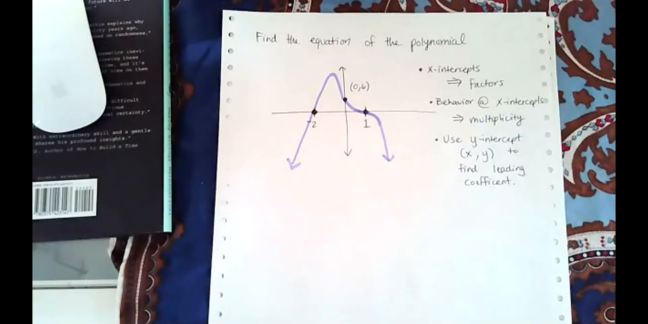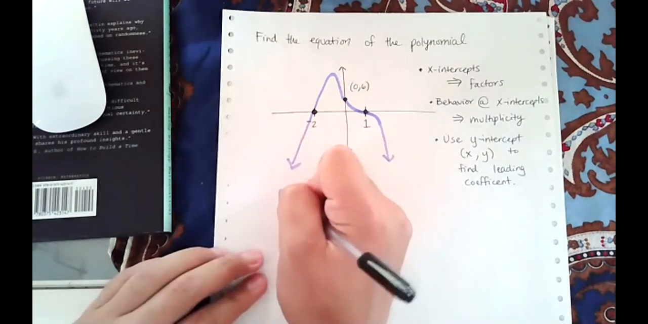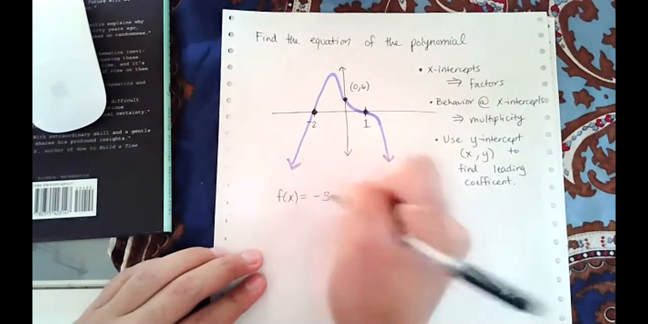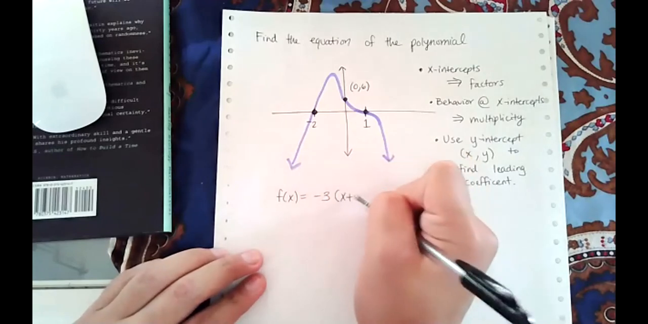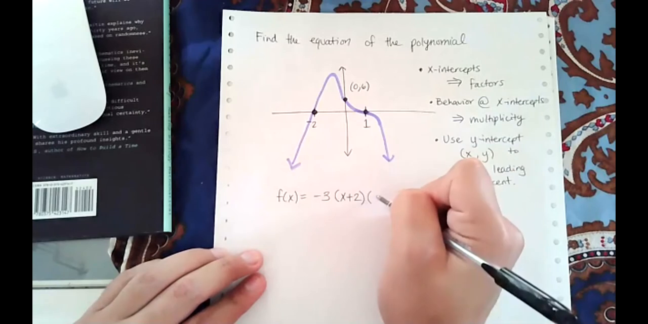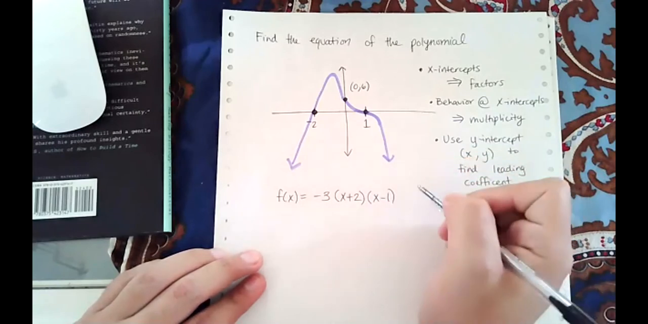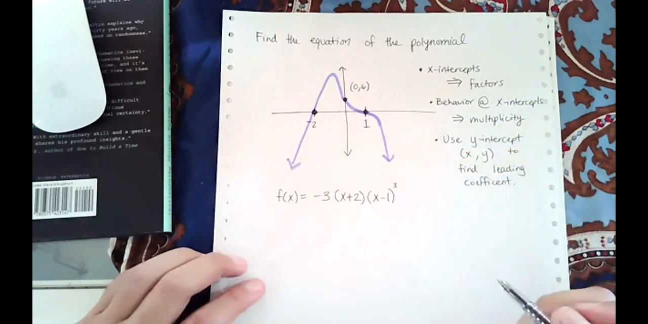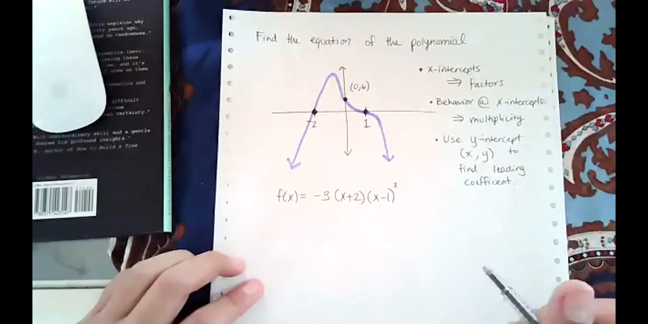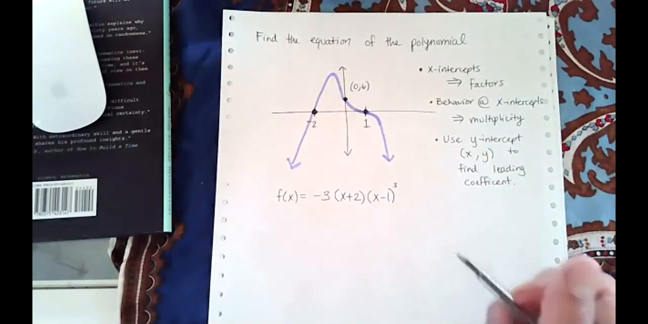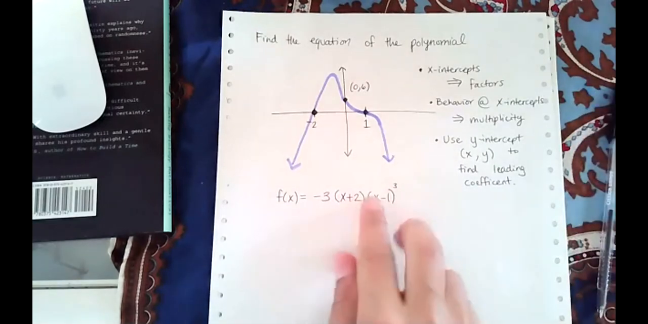Is anybody just completely stuck and wants to just get over with it? I got f of x equals negative 3, and then in parentheses, x plus 2, close parentheses, x minus 1, close parentheses, and then that's cubed. This might be right. It's looking good. Like, those factors look good to me, right?